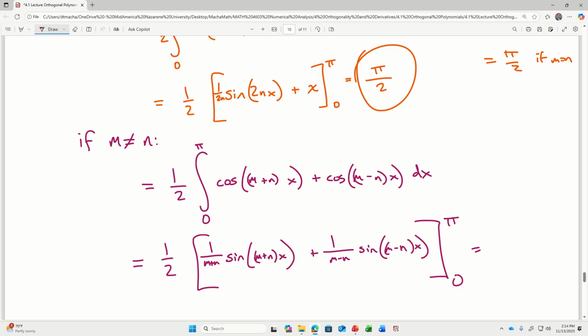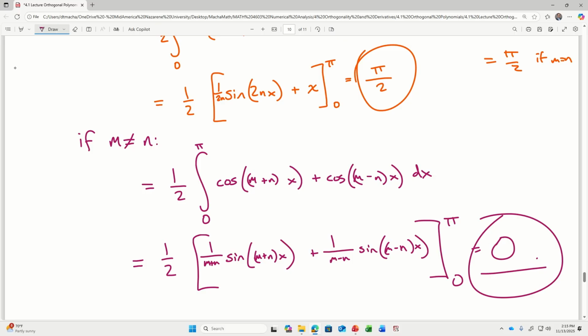X, if I plug in 0, is going to give me sine of 0. That's 0. So I don't have to worry about the lower bound. Everything gets to be 0. When I plug in x equals pi for the upper bound, I've got sine of an integer times pi, which is 0. And then sine of an integer times pi, which is 0. Making sure you're paying attention here. So there you go. If the integers m and n are not exactly the same number, then the inner product between the cosines is 0.